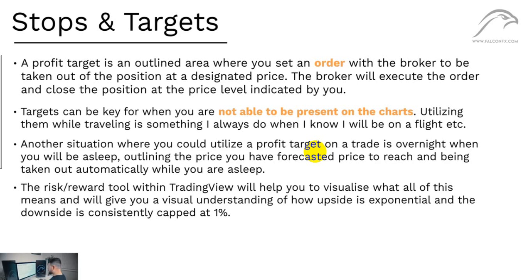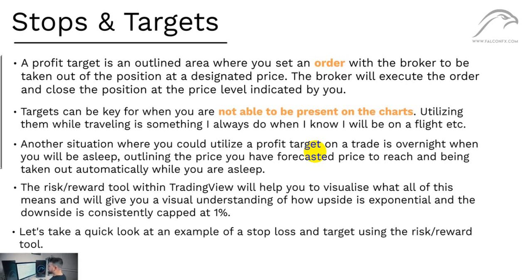The risk to reward tool within TradingView will help you to visualize what all of this means, and it will give you a visual understanding of how the upside is exponential and the downside is consistently capped at 1%, which is the most important thing. Now let's take a look at an example of a stop loss and a target utilizing the risk to reward tool so you can see visually what that means.